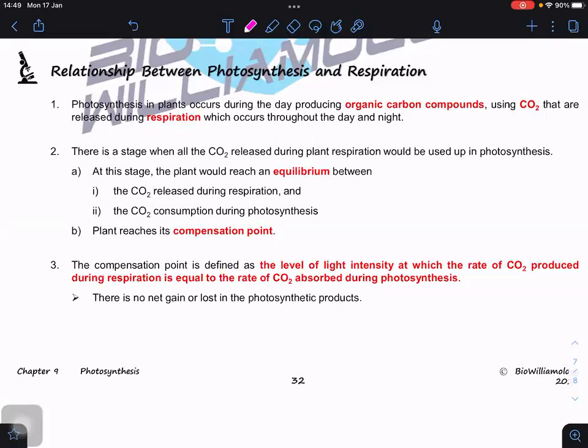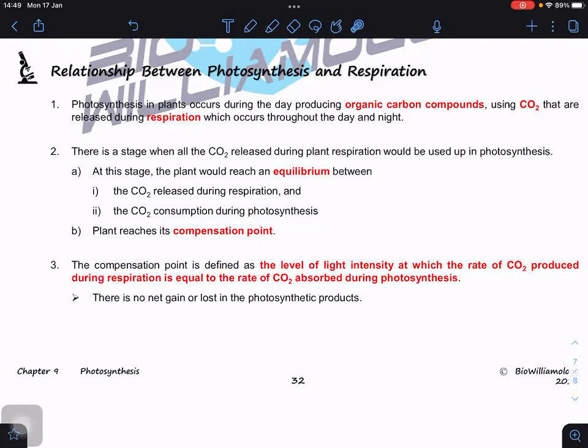There is a stage when all the CO2 released during plant respiration will be used up in photosynthesis. Or in other words, the product of photosynthesis will be used in respiration. So it means that the plant will reach an equilibrium between CO2 release and CO2 consumption. CO2 release is due to respiration, CO2 consumption is due to photosynthesis. And we say that now the plant reaches its compensation point. Are you clear? Compensation point.